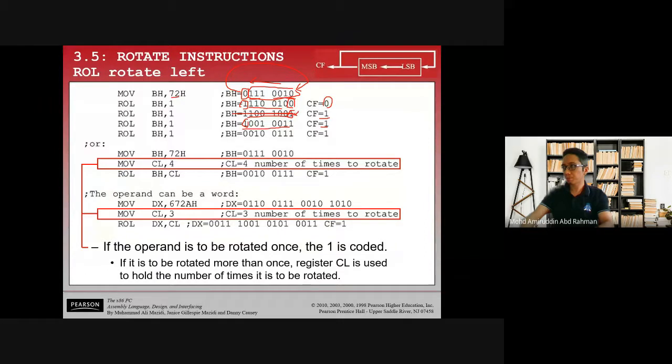Okay, sorry, 1 to be carried over here, and then the last one also we got it over here. So that's for rotation to the left. Okay, we're going to try this.